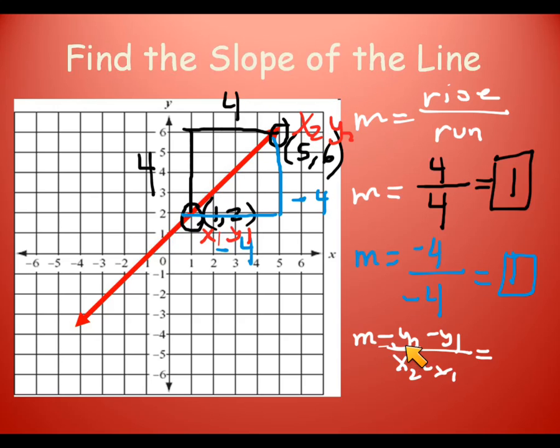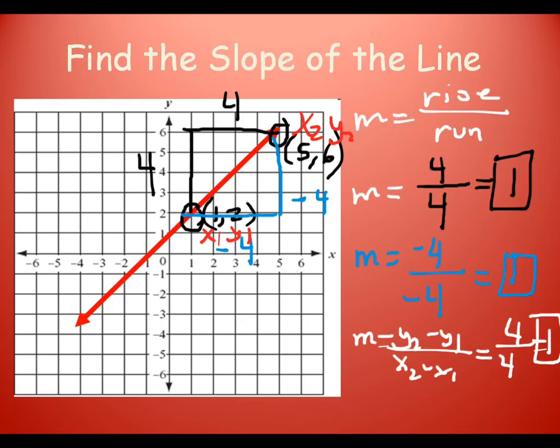So this says take the second y coordinate, which I called 6, minus the first y coordinate, which was 2. 6 minus 2 is 4. Then take the second x coordinate, which was 5, minus the first x coordinate, which was 1. 5 minus 1 is 4. And 4 divided by 4 is 1.